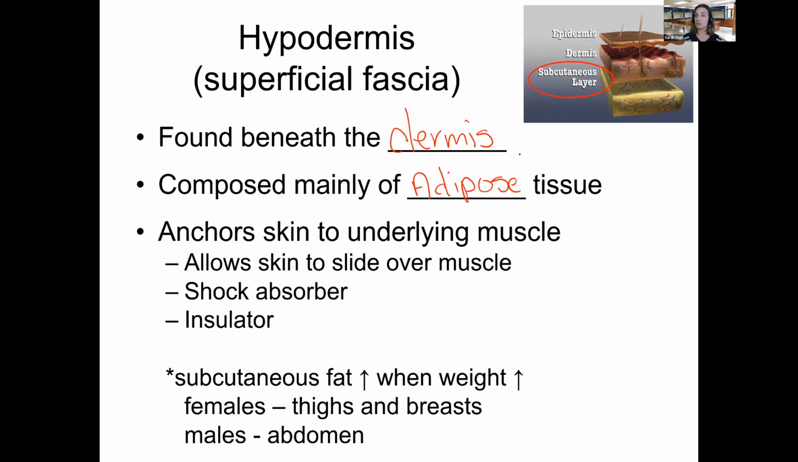And typically you're going to store it as subcutaneous fat. Your book says that it depends on males and females as to where you put that fat. It says in females, typically thighs and breasts. In males, they kind of get that spare tire in the abdomen going on.